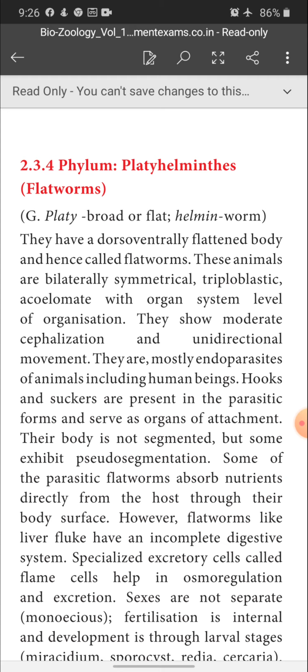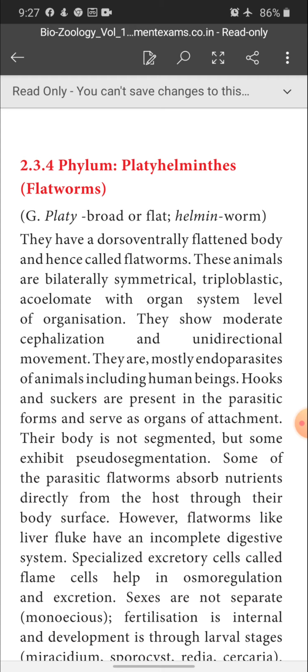Children, I have discussed with you about various classes of animal kingdom till my last session. And today I am going to discuss about Phylum Platyhelminthes. Platyhelminthes have a dorso-ventrally flattened body and hence are called flatworms. The animals of the Phylum Platyhelminthes possess the body in a flattened form.